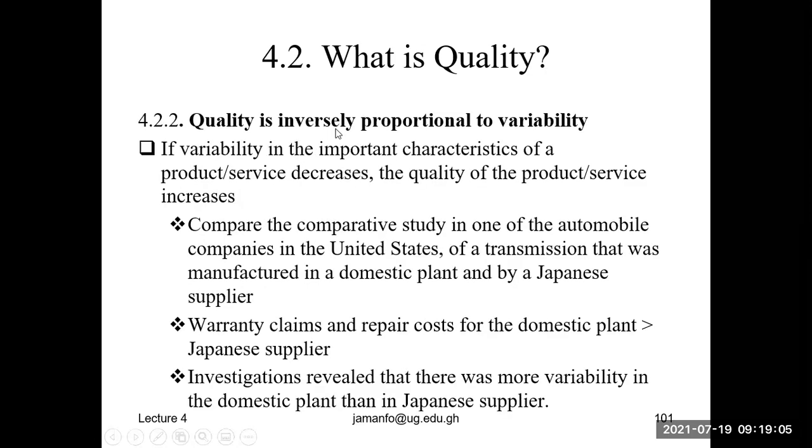Now, quality is inversely proportional to variability. What is the meaning of the term variability? What is the meaning of variability? If you don't understand, Google it so you can also speak as if you know. Something that varies. Any different definition? Has anybody gotten any different definition?